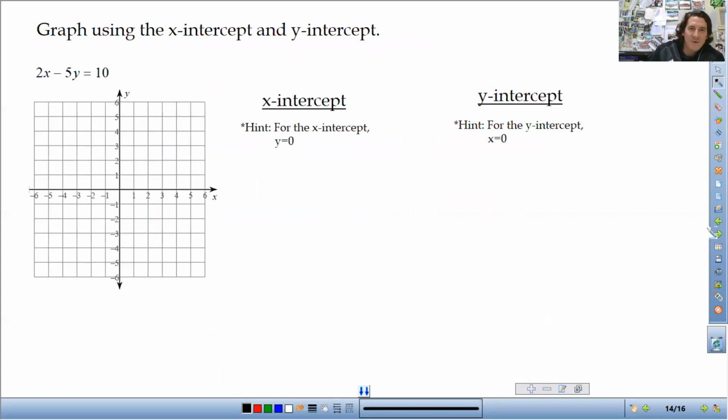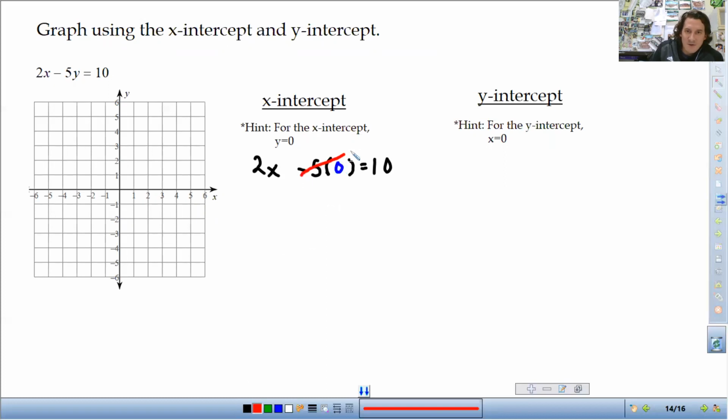So graph using the x and y intercept. We're going to start off the same way. I'm going to take this problem and I'm going to find the x-intercept first. So change the y to 0. So 2 times x minus 5 times y is equal to 10. And again, to find the x-intercept, I just make y 0.